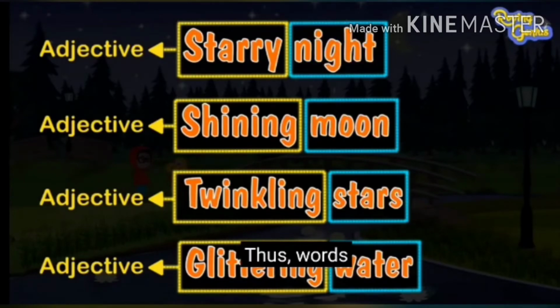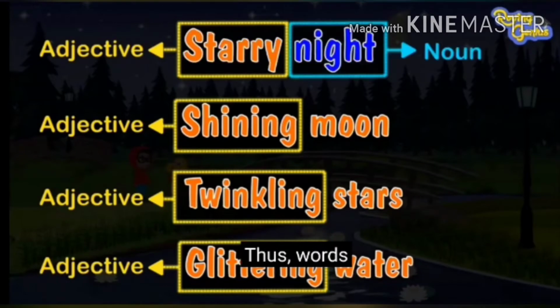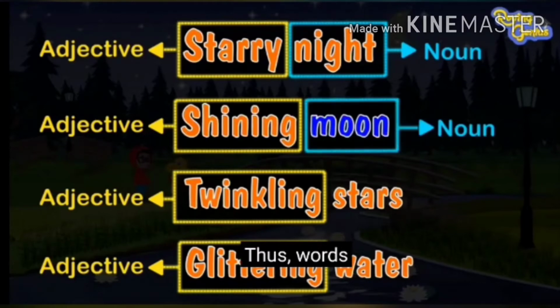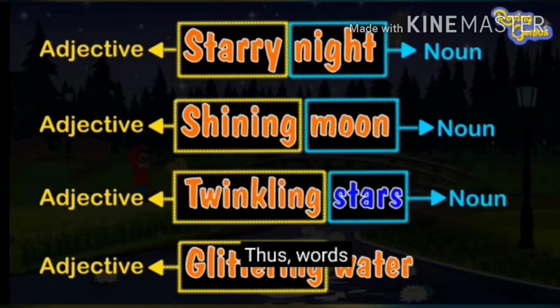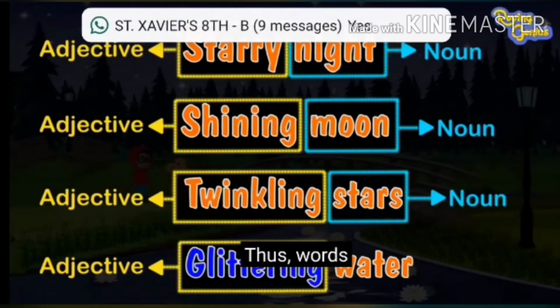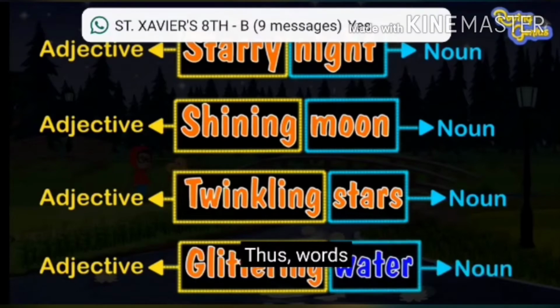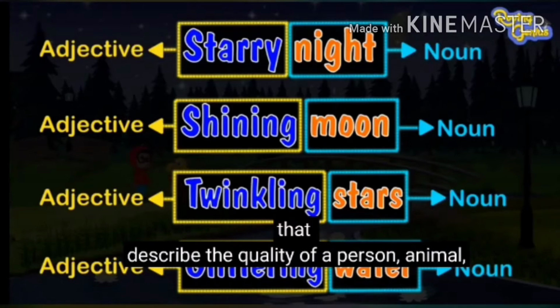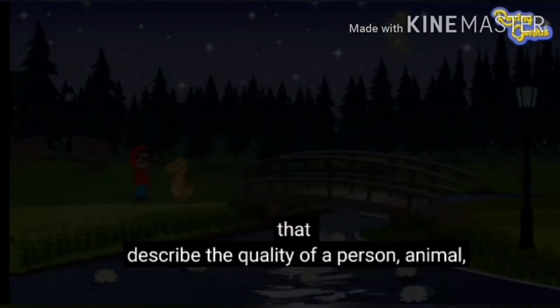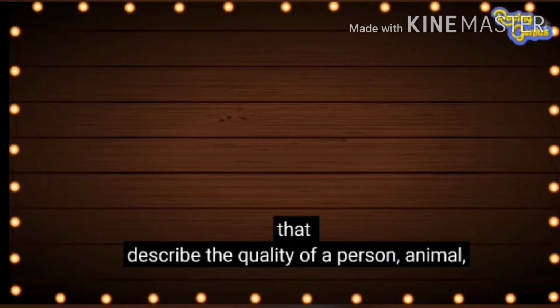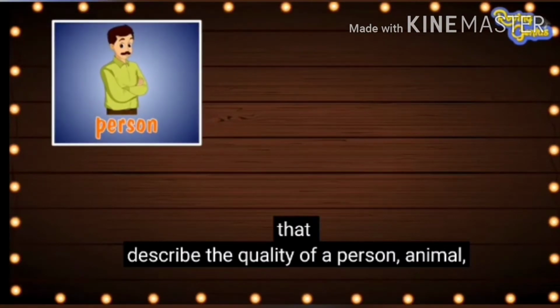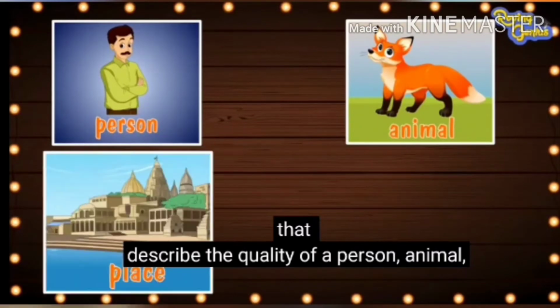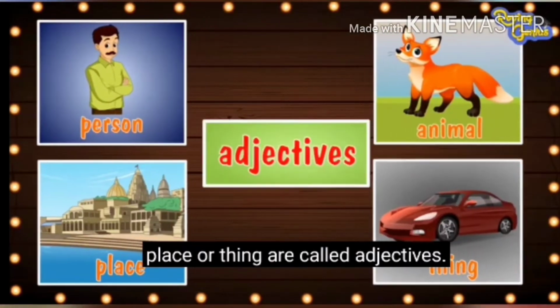In these phrases, starry describes the noun night. Shining describes the noun moon. Twinkling describes the noun stars. And glittering describes the noun water. All such describing words are known as adjectives. Thus, words that describe the quality of a person, animal, place or thing are called adjectives.